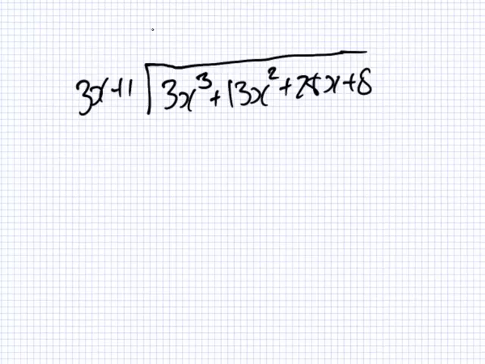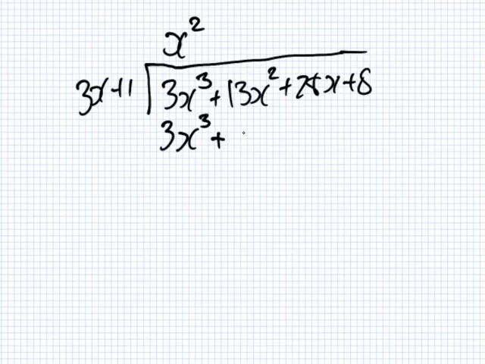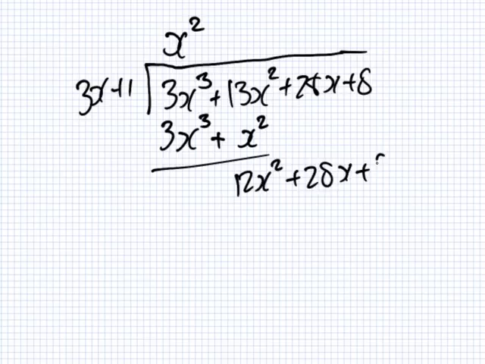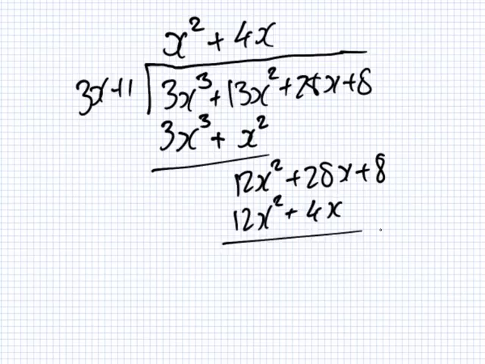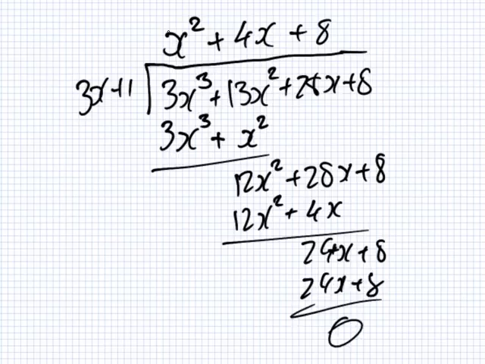Right, what's first? x squared. 3x cubed plus x squared, and I'm left with 12x squared plus 28x plus 8. So next should be 4x, 12x squared plus 4x, 24x plus 8. What's the last? 8, isn't it? 24x plus 8. So this is the second factor.